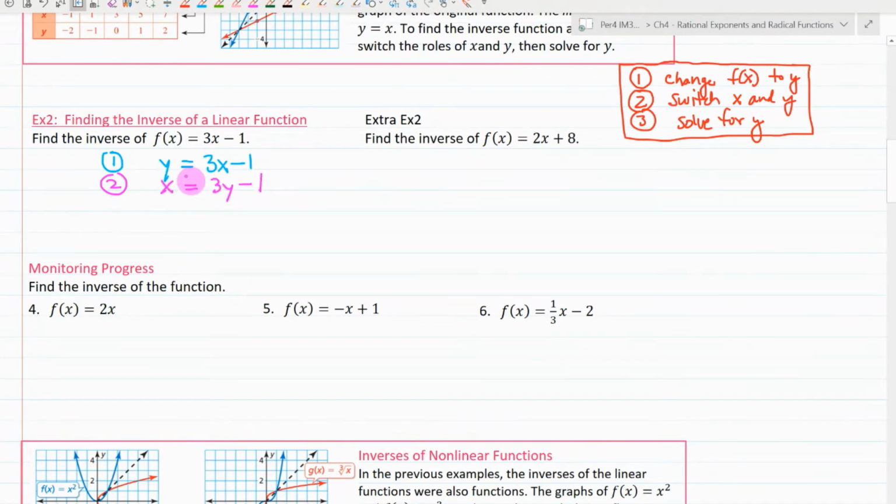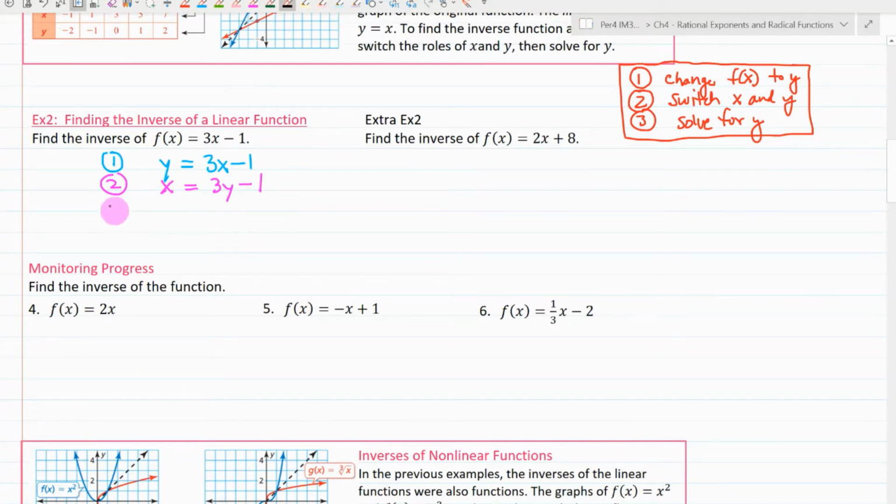So you physically rewrite the letter y as an x and take the letter x and change it to a y. And then step 3, we're going to solve for y. In order to solve for y, we do the order of operations backwards. So we're going to do the addition and subtraction first. So we're going to add 1 over to this side.